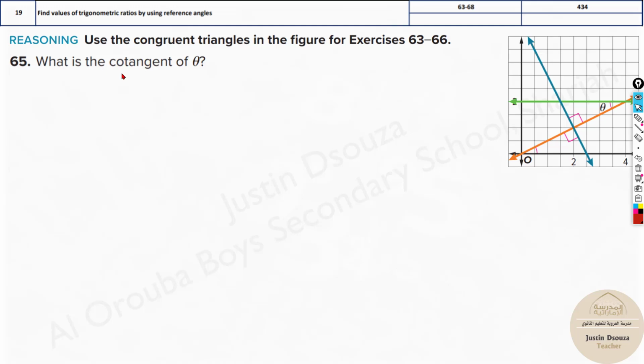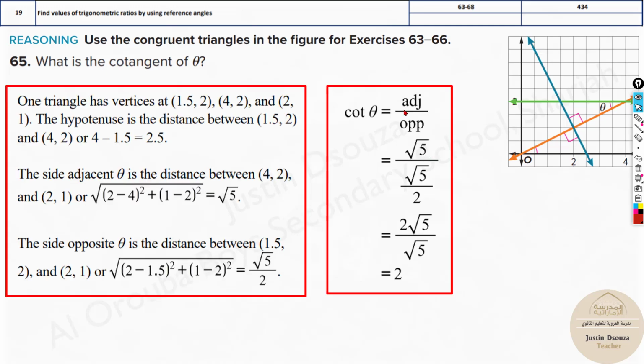Again, similar problem, but it's cotangent this time. That is 1 by tangent, or it can be written as adjacent by opposite. See, adjacent by opposite is the formula. You need to just find out. It's the same figure, but in exam they might change. You might get two slanted portions, but you can easily use Pythagoras theorem, or you can use the distance formula, whichever is easy for you, and easily solve it up.